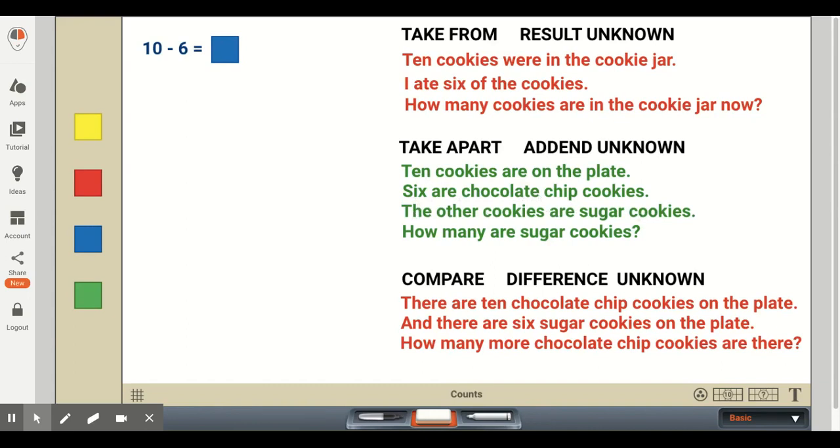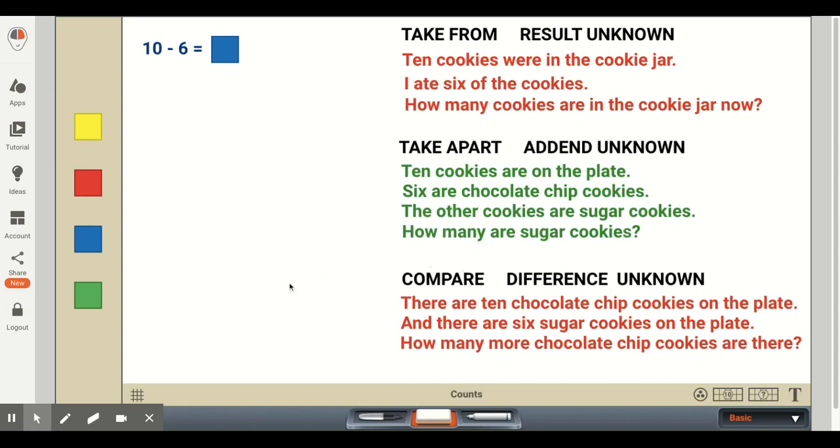So these students might set this up as an addition problem: 6 plus some amount is equal to 10. But other students might realize that in the part-part-whole, they can just start with the total, subtract one of the add-ins, and then they will get the other add-in, which is the answer to how many are sugar cookies.